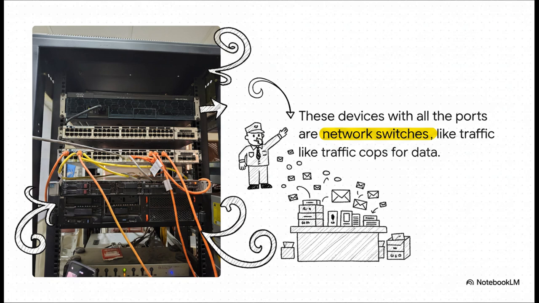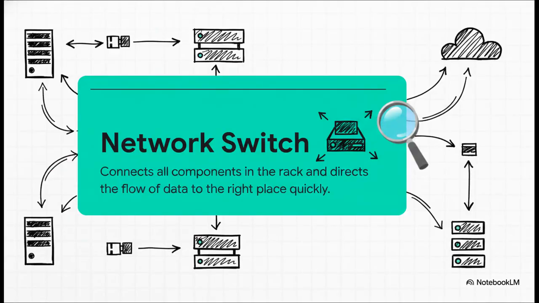These are network switches. And honestly, the best way to think of them is like traffic cops, or maybe air traffic controllers for data. They direct everything exactly where it needs to go. So its entire purpose in life is to connect everything together. It links the servers to the storage arrays, and it connects the whole rack to the wider internet. Every single piece of data, every packet that flows in or out of this rack has to go through one of these switches, which makes sure it gets to the right destination at unbelievable speed.